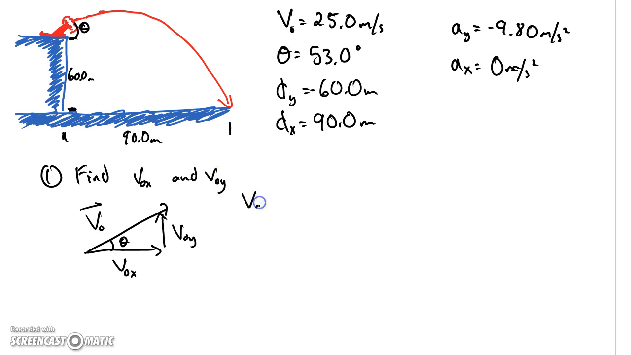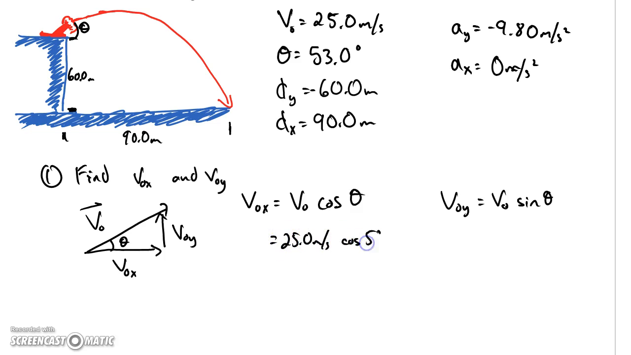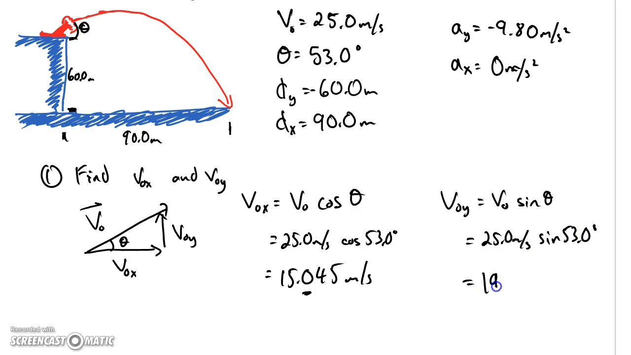In this one, v naught x is v naught cosine theta, since it's adjacent to our angle, which means v naught y will be v naught sine theta. So 25.0 meters per second times cosine of 53.0 degrees gives us 15.045 meters per second to 3 sig figs, and 25.0 meters per second times sine 53.0 degrees will give us 19.9659 meters per second, again to 3 sig figs.